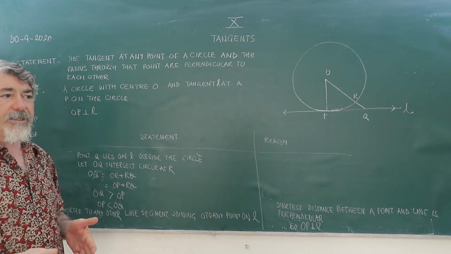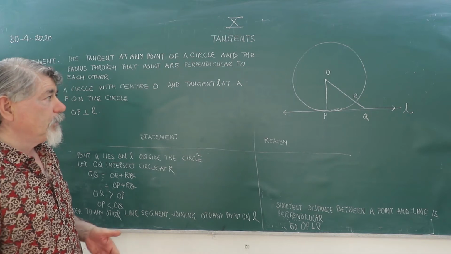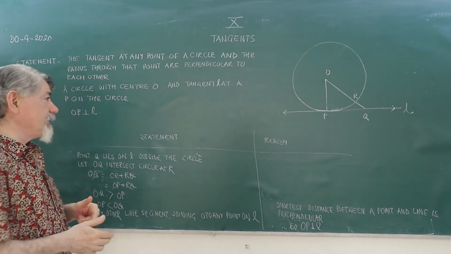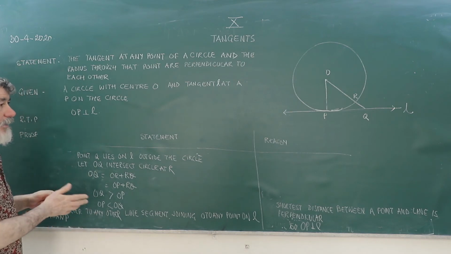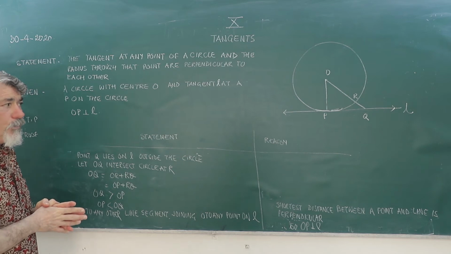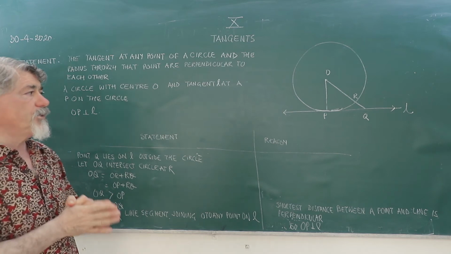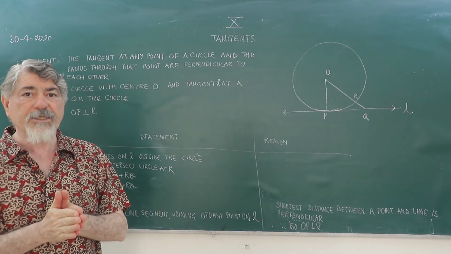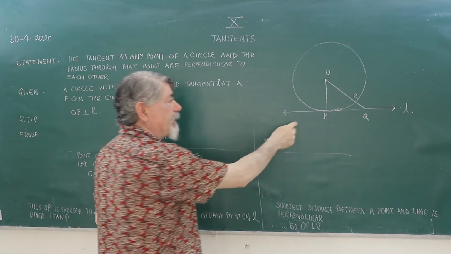So OQ is greater than OP, or in other words, I can say OP is less than OQ. And we told you the position of Q is not unique. Q can be anywhere on the line.